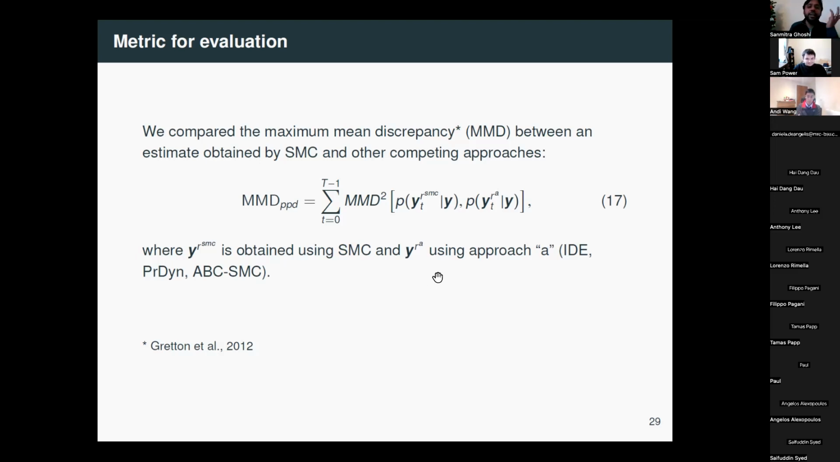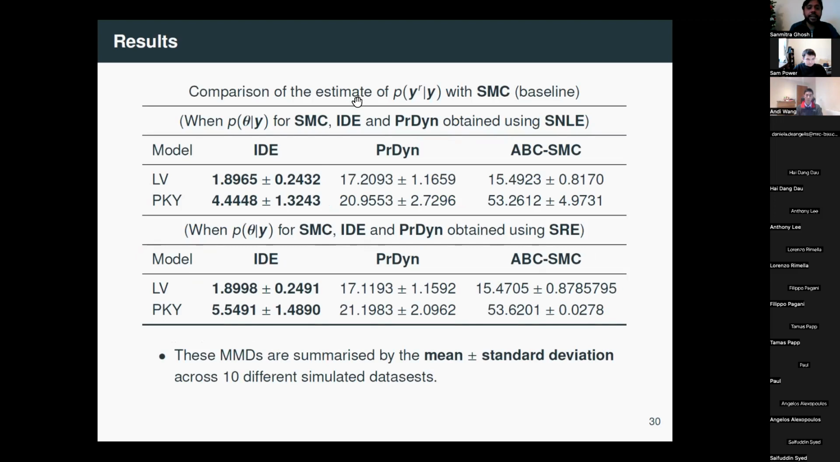So what I did was find the posterior predictive using SMC, compare that with the three other approaches, and then sum over the entire path length. And because MMD squared is positive, obviously the minimum MMD among these three methods, ID, prior dynamics, and ABC SMC, would be closest to the gold standard. So that's the idea. So here is the table.